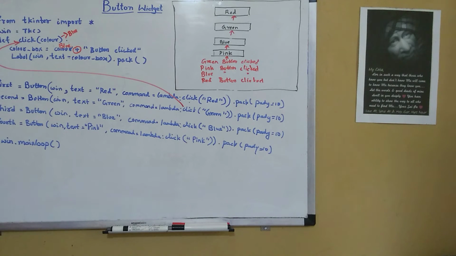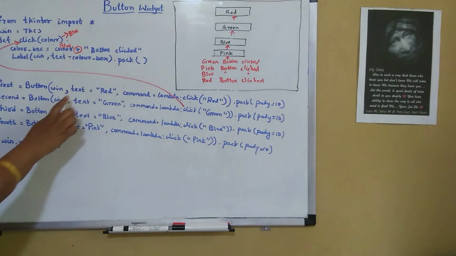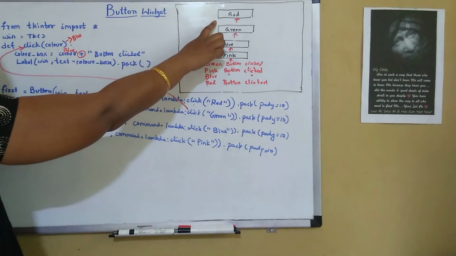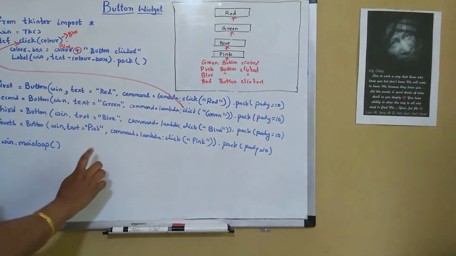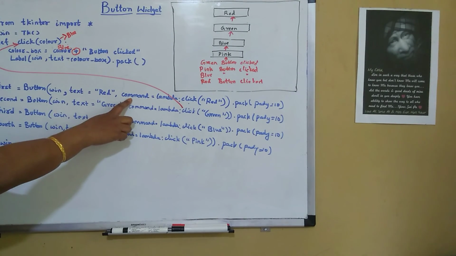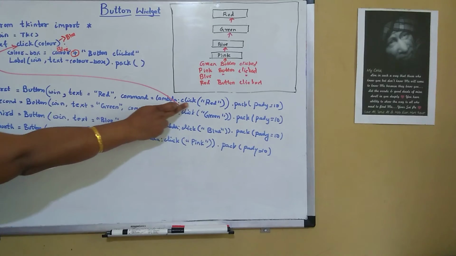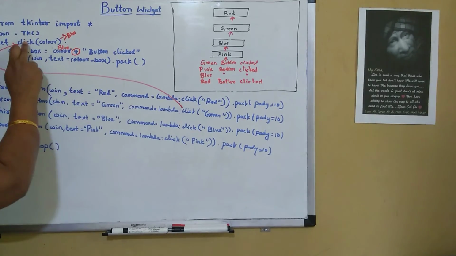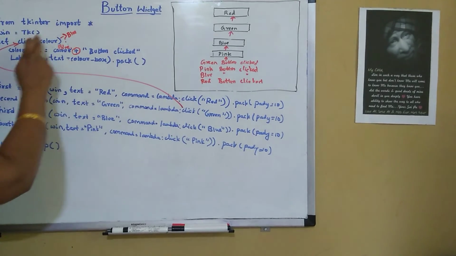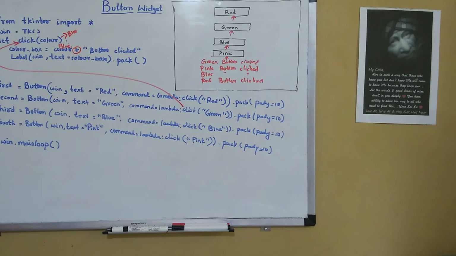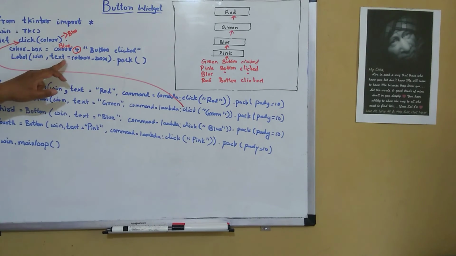Hope so friends, you understood this particular concept of button widget. So the text over here is red, green, blue, pink. And command is when we click the button, this particular command gets executed. That is, it will call the click function and pass the argument to the color. And a label widget will be created and the text will be displayed on the label widget.